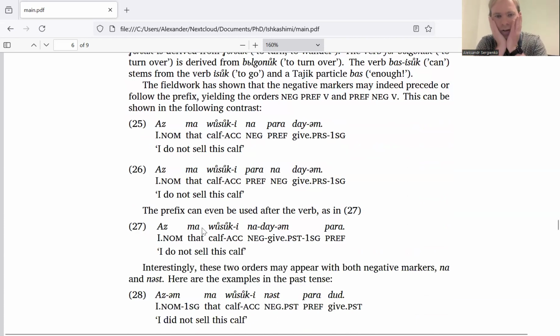So first, let's start with paradayuk, to sell. You have azma usuki na paradayem: "I do not sell this calf," right? So we have na paradayem, with para being between na and the verb. And similarly, you can say asma usuki para nadayem, with na intervening between the prefix and the verb. And the puzzling part is the prefix can even be used after the verb, as in 27. Asma usuki nadayem para, right? That's super cool.